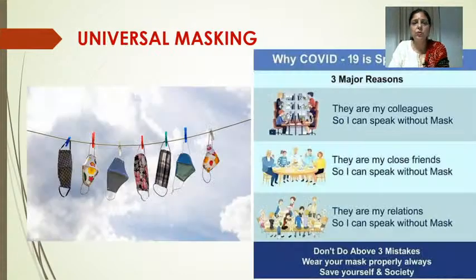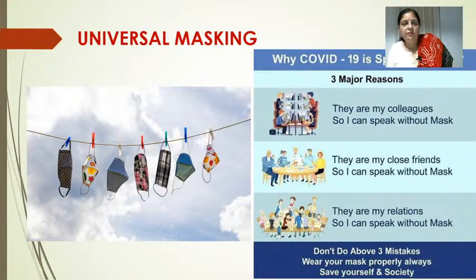Now we come to the use of masks. It's important, like we have universal work precautions, we also have universal masking. So why is COVID-19 spreading fast? We have 3 main reasons. He's my colleague, so I can speak to him without a mask. He's my close friend, so I can speak to him without a mask. They are my relations, so I can speak to them without a mask. So these are the 3 major mistakes we are making.